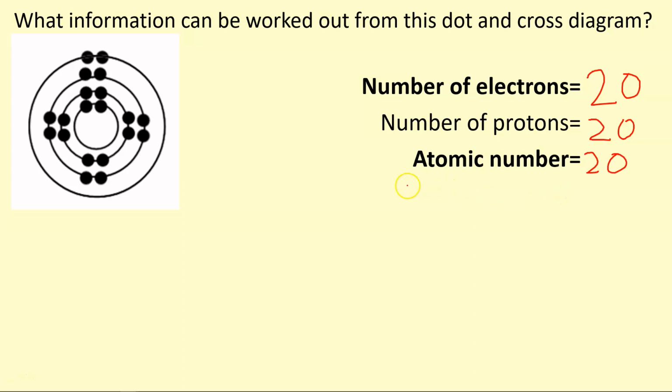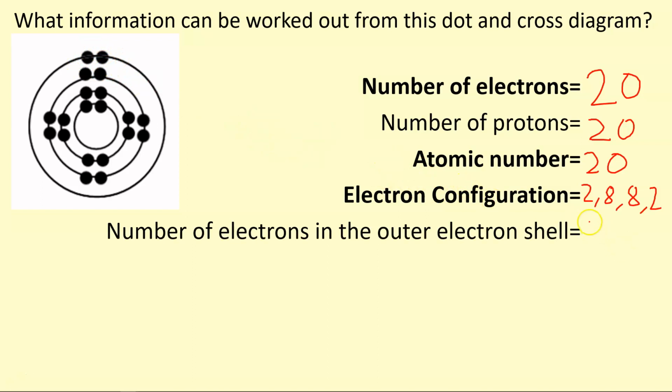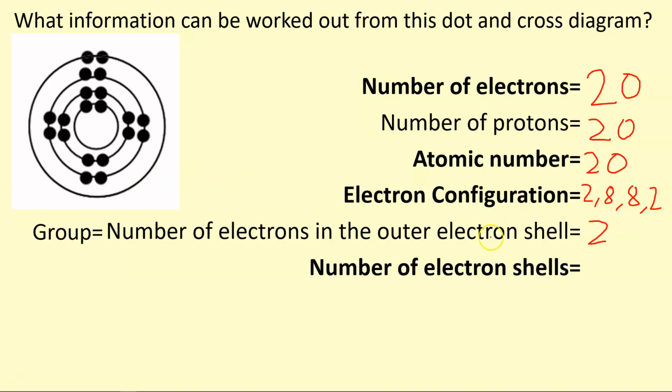We could also write the arrangement of electrons in the different shells. 2, 8, 8, 2. We could say how many electrons are present in the outer shell. These 2 here. So 2, or from the text here, which is equivalent to the group number. The next thing we could do is work out how many electron shells there are. 1, 2, 3, 4. So it has 4 shells of electrons, which is equal to the period number.